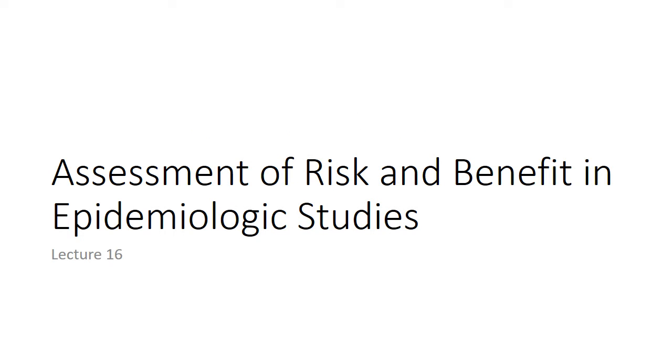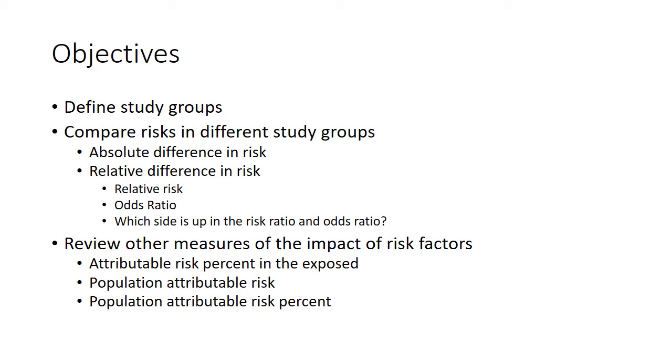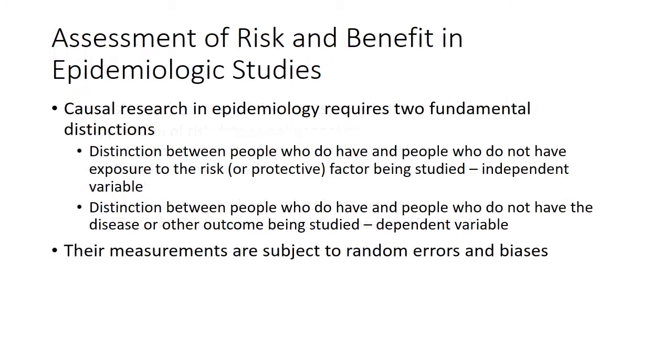Today we're going to be talking about assessment of risk and benefit in epidemiologic studies. Here are the objectives, and we'll go over these in more detail as we get through the lecture. All right. So when looking at causal research in epidemiology, we're looking for not just a correlation or some sort of association. We're looking for an actual causal relationship here.